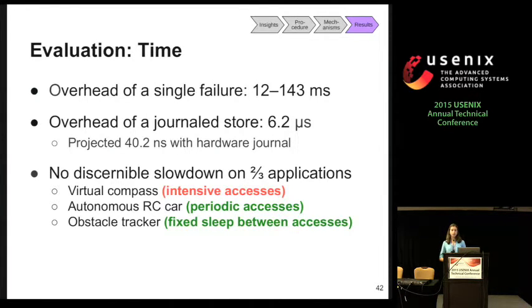There was actually no discernible slowdown on 2 out of 3 applications despite this. The only one that showed any slowdown was the virtual compass application, which basically was trying to read from a rangefinder and write to an LCD display as quickly as possible with basically no computation or rest in between iterations. Because of this, checkpointing was enabled almost all the time, and we did notice a slowdown from this journaling store overhead. But the other 2 applications, which had much more realistic periodic peripheral access patterns, showed no overhead whatsoever from Phoenix.